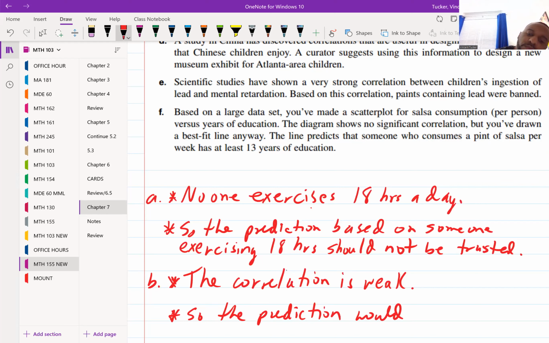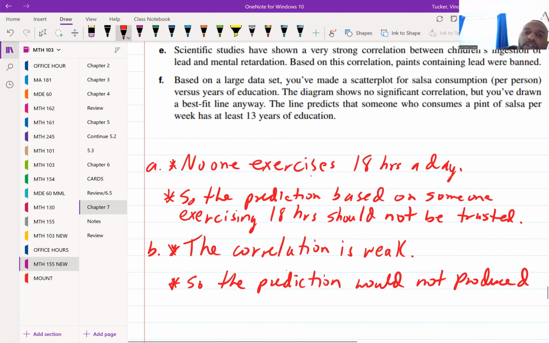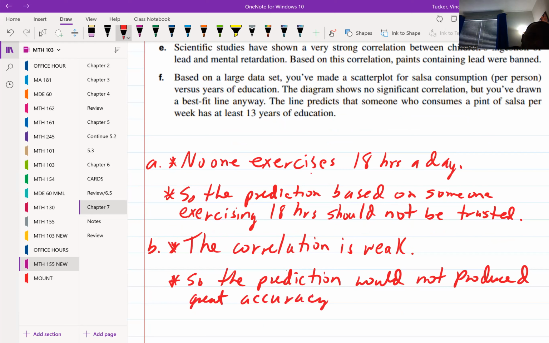Let me go like this, but not produce great accuracy. All right. So it says that the correlation is weak. So this means that the prediction would not produce great accuracy.